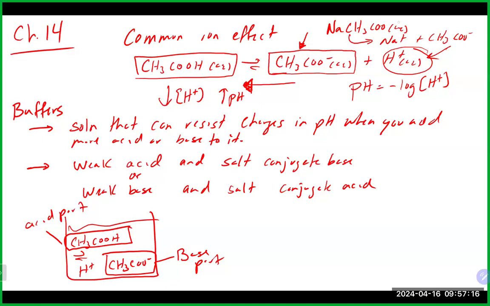And by adding really the salt of its conjugate base, like the sodium acetate in this example, what you're really doing is sort of beefing up the base part of the buffer, so there's a good amount of it in the solution to begin with. And again, with a strong acid or a strong base, there's no way to keep both of those things in the solution at the same time.